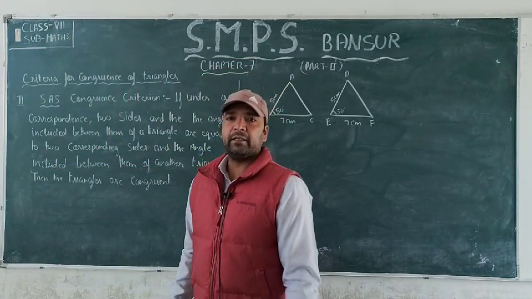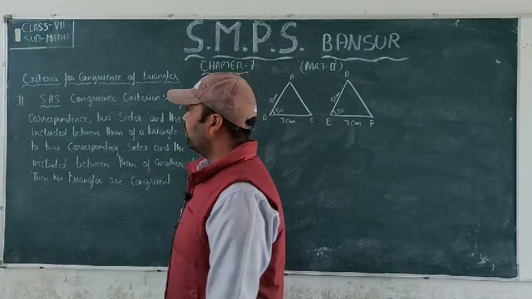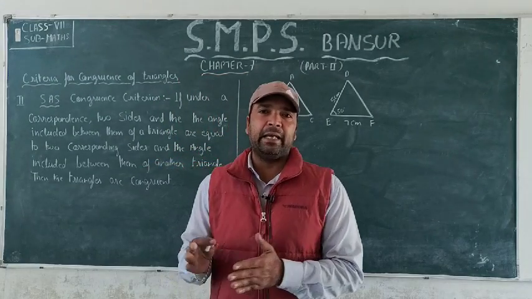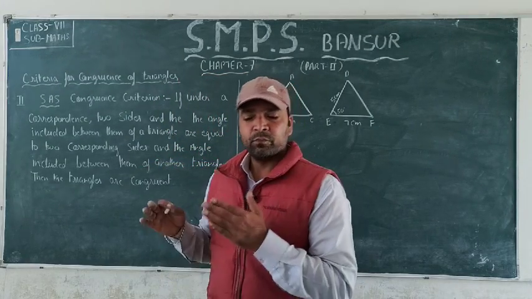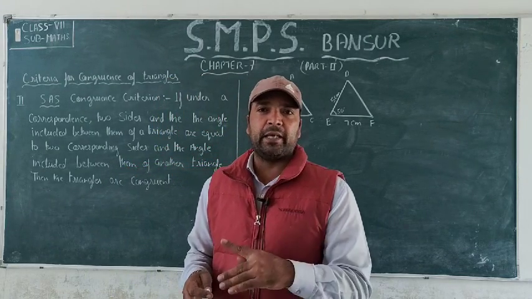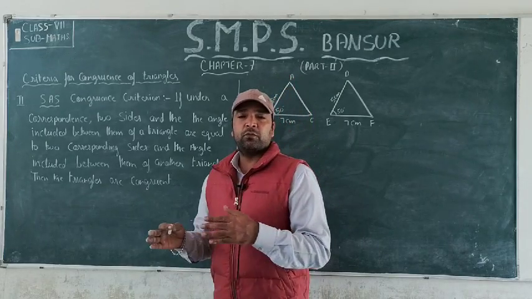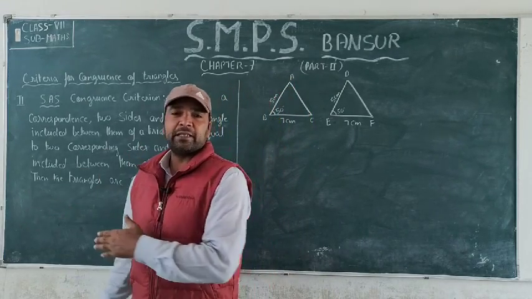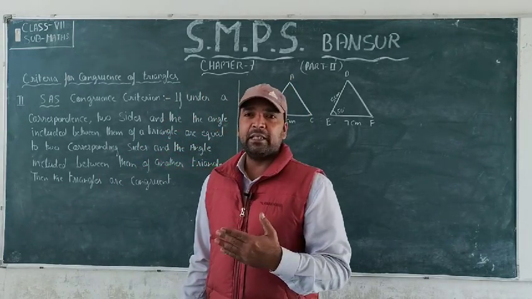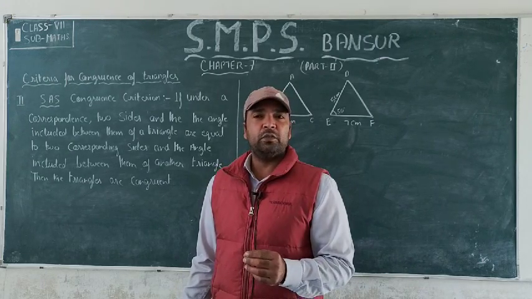Now the second criteria is the SAS congruence rule. SAS means side angle side. So if two sides and the angle included between those sides are equal to those of the next given triangle, then we can say that the given two triangles are congruent to each other.